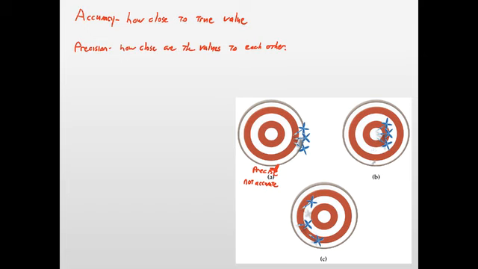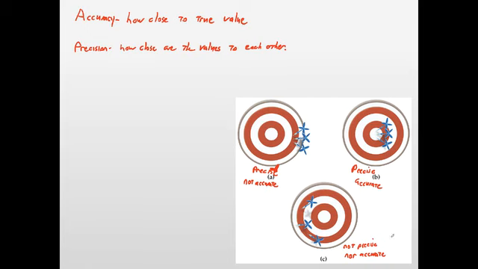All right, so in B, we have the three darts are all close together. So they are precise. And they are in the middle of the target. So they are also accurate. And in C, you notice that the darts are not precise, nor accurate. It's a lot more random.